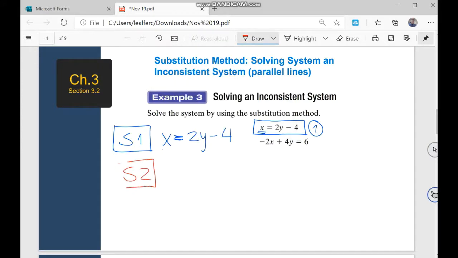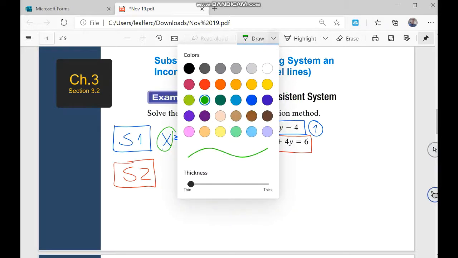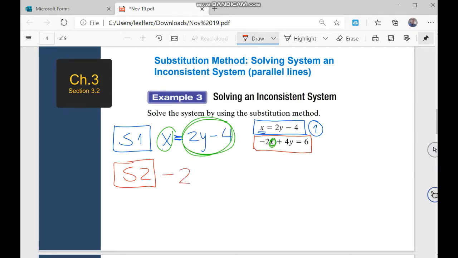Let's work on step number 2. For step number 2, you get the other equation, and you're going to substitute the variable that you isolated, in this case x. Let's substitute this expression here into this equation. Instead of x, we're going to write the expression 2y minus 4. So let's do it. Negative 2 times, instead of x, you're going to write 2y minus 4. Plus 4y equals 6.